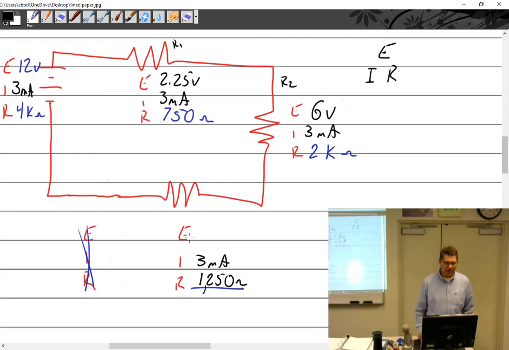And then I solve for E. I can either do the math going up with Ohm's law, or I can just use Kirchhoff's law and say that 2.25 plus 6 plus this is equal to 12. What is my answer? 3.75 volts. All right. That's not hard, is it?